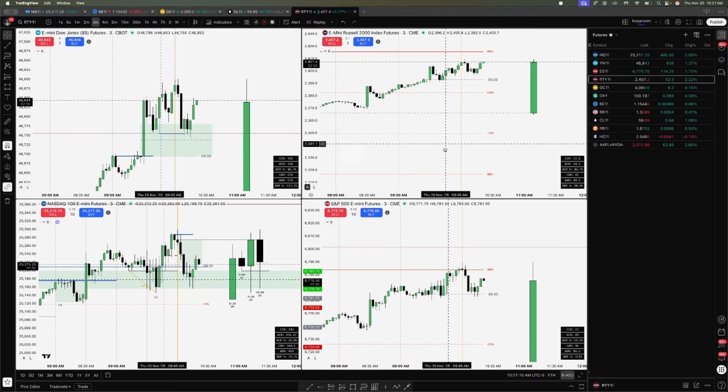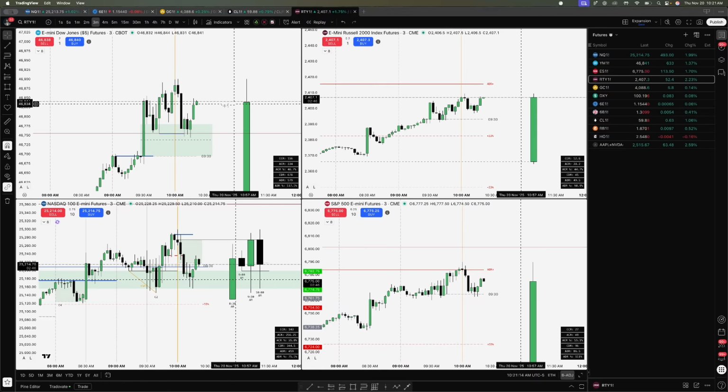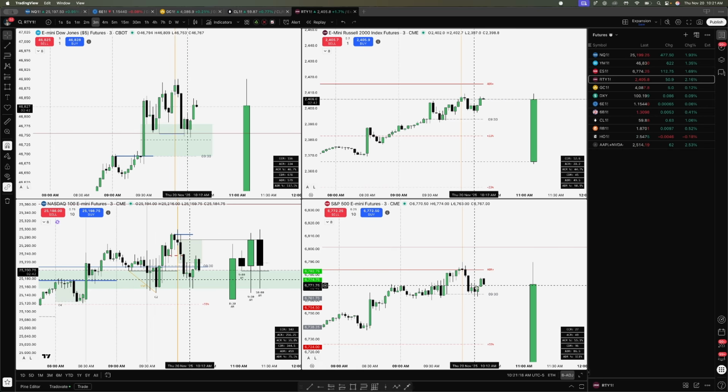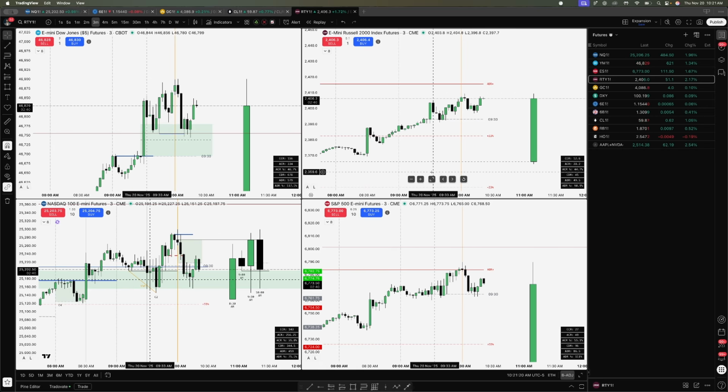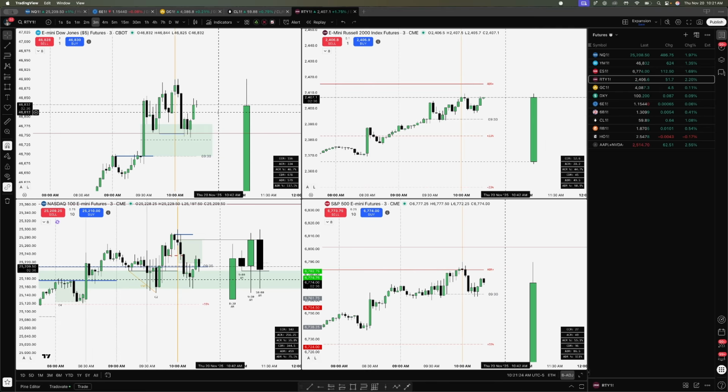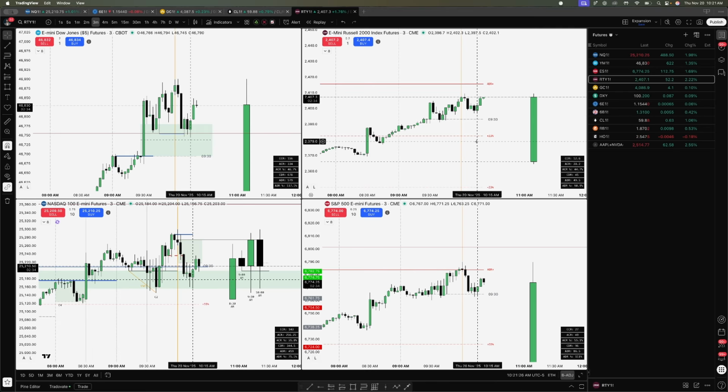Usually the Russell does what YM is doing. YM and the Russell are more closely correlated than NQ and ES are. In other words, correlated to the Russell itself. So usually YM and Russell are doing the same thing.